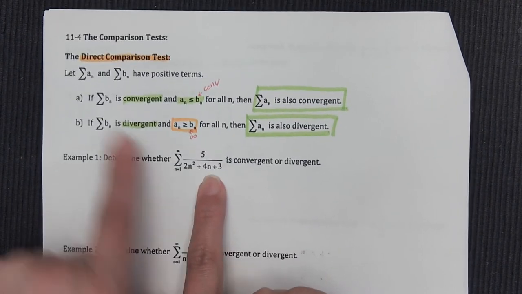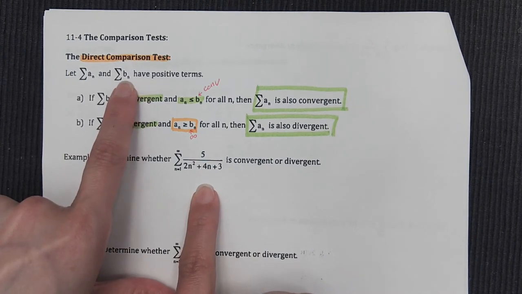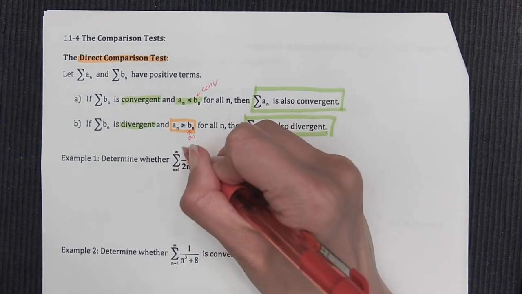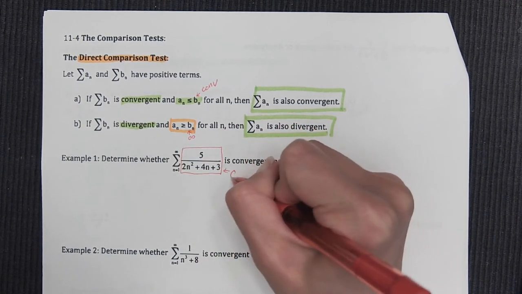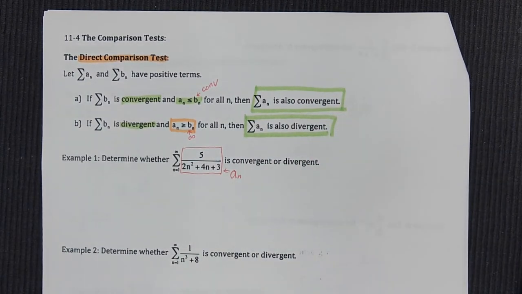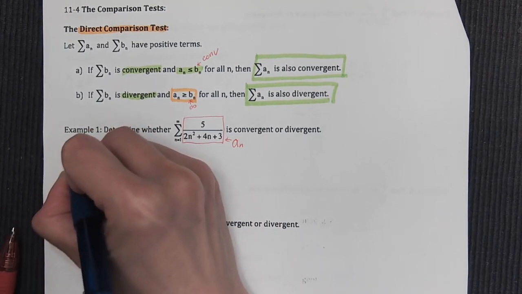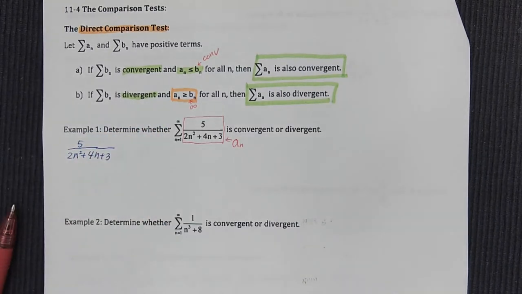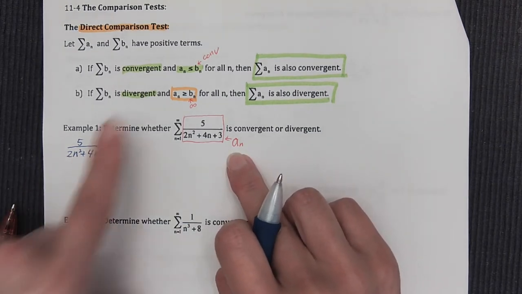Make sure this is your original question, A of n. This is your A of n. So I should make the sum B of n. So I'm gonna try to make the sum of B of n, okay? So look. This is the first time, just pay attention. Here's my A of n, which is 5 over 2n squared plus 4n plus 3, okay? So I have A of n. Let's find the B of n.